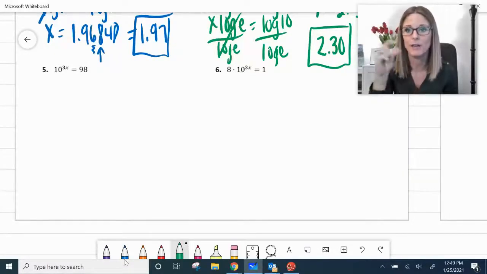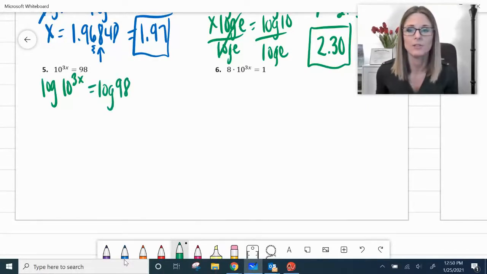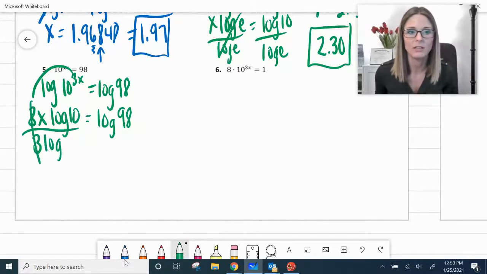So number 5, doing some of the similar things. I've got an issue with my variable is in my exponent. I don't have any coefficients I can divide away. So let's just go ahead and take the log of both sides. And use that logarithmic rule to move my exponent to the front. And then we are trying to isolate x. So I can divide away the 3 and the log of 10. I'm going to do that at the same time if that's okay with y'all.